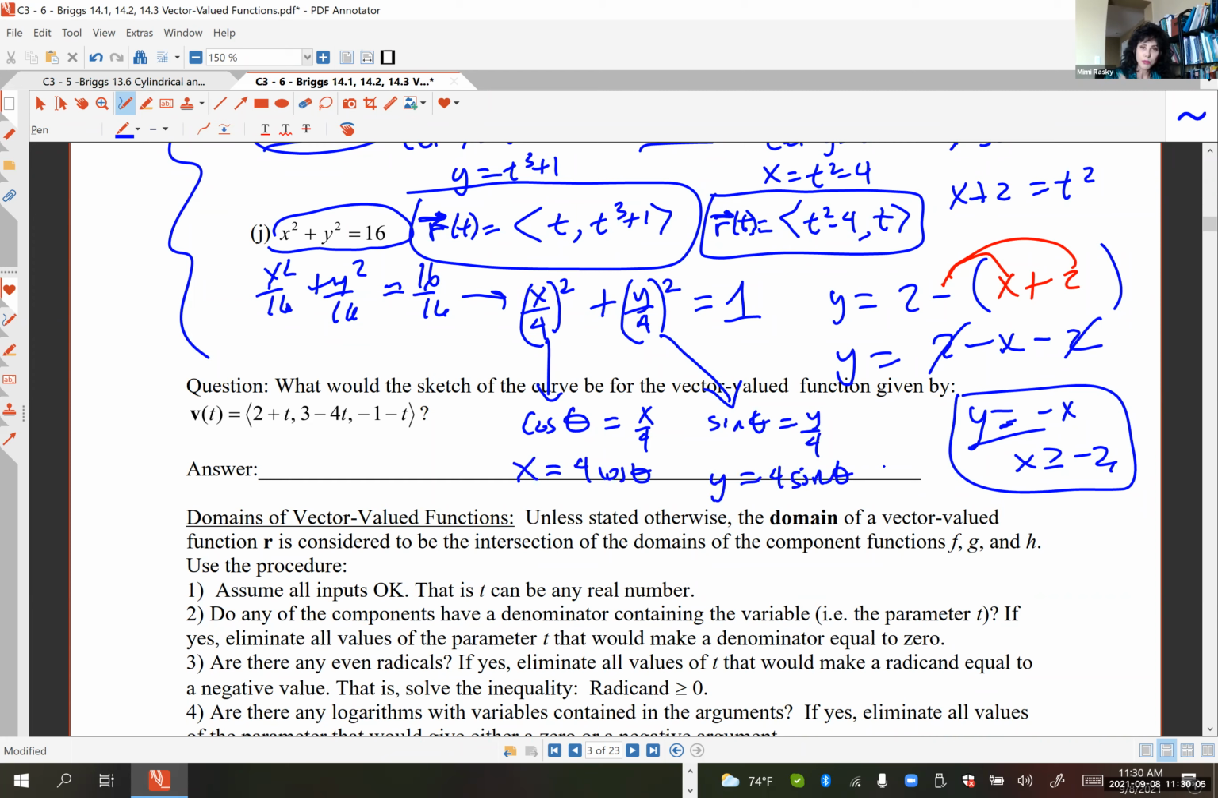and y is equal to 4 sine theta. And then if you put this into a vector valued function, instead of t, you're using theta. Well, what if I want t instead? I don't care, as long as you have a parameter. Let's just use theta to be different. So your r of theta this time will be angular bracket, the first component is 4 cos theta, comma, and then the other component would be 4 sine theta.